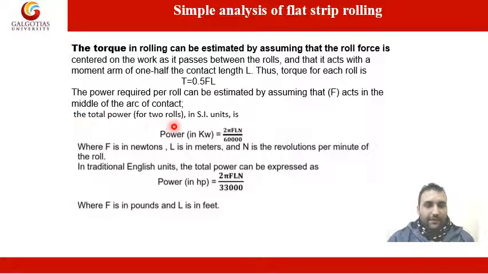The total power in SI units is equal to 2 pi F into L into N divided by 60,000, where F is force in Newton, L is length in meters, N is the number of revolutions per minute of the roll. Power in horsepower is equal to 2 pi F into L into N divided by 33,000, where F is in pounds and length is in feet.